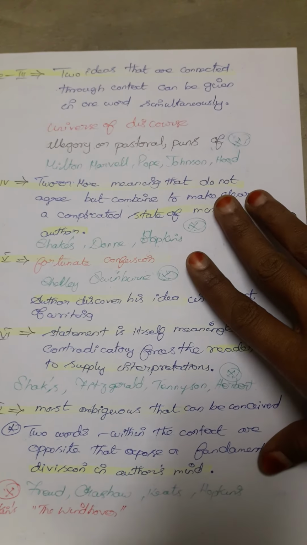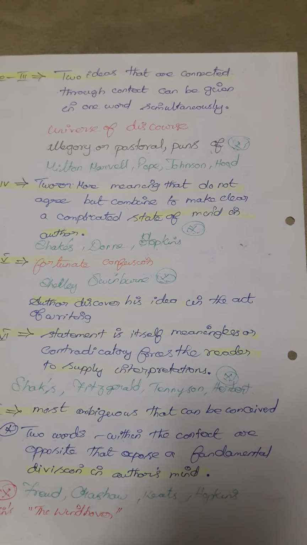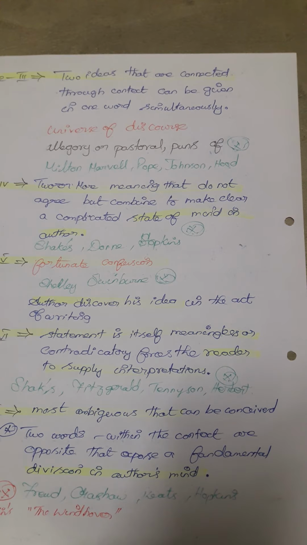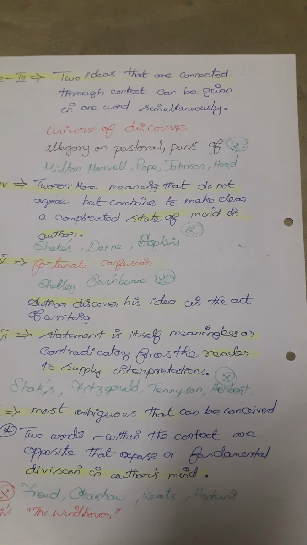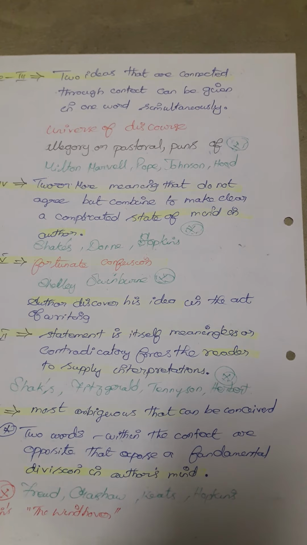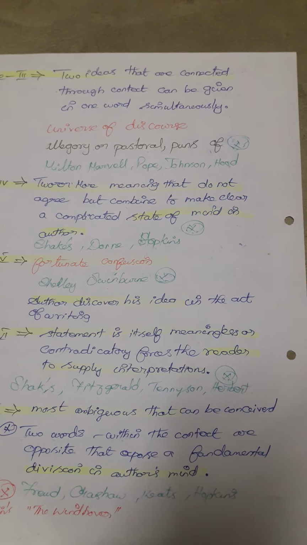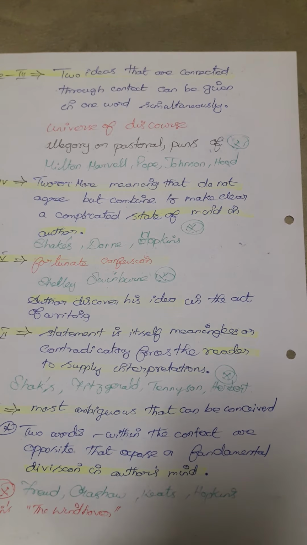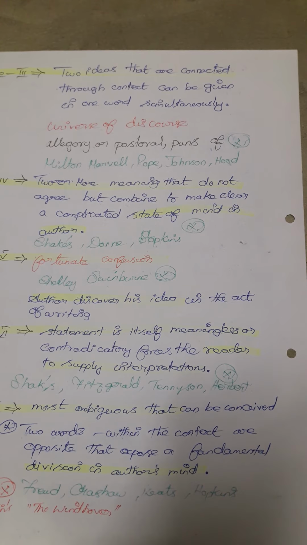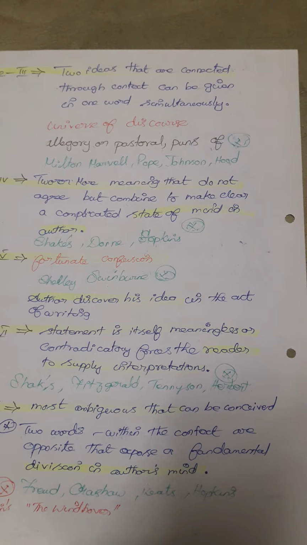And the third type of ambiguity is where two ideas that are connected through content can be given in one word simultaneously. This is a universal discourse, and it is an allegory or a proposal or a pastoral, and a use of puns. This style has been used by Milton, Marvell, Pope, Johnson, and Thomas Hood.